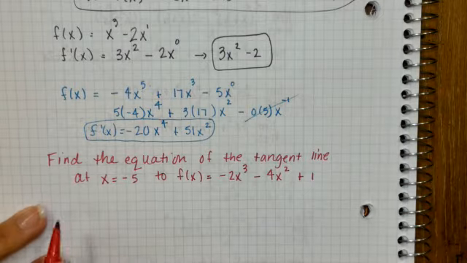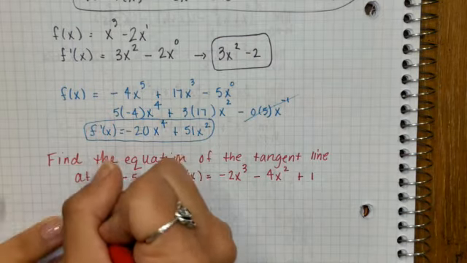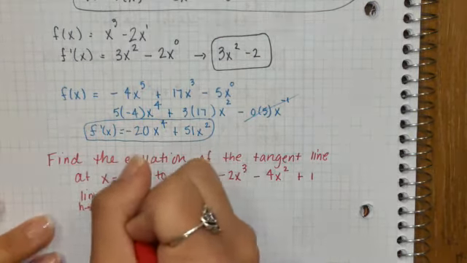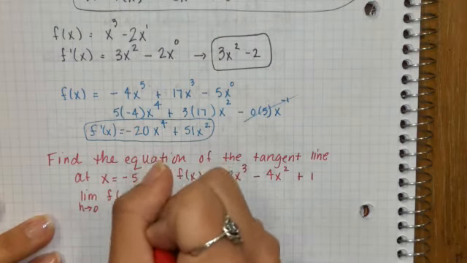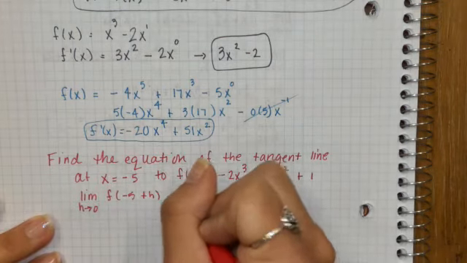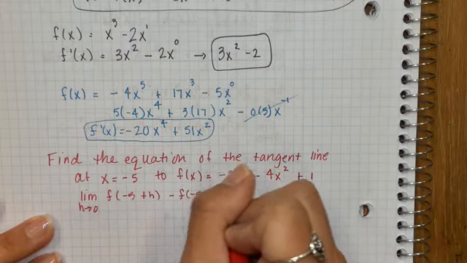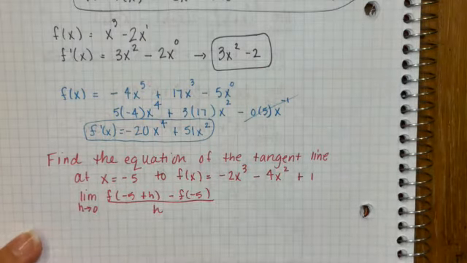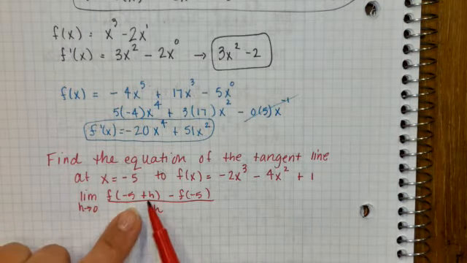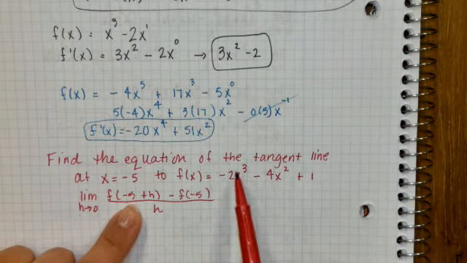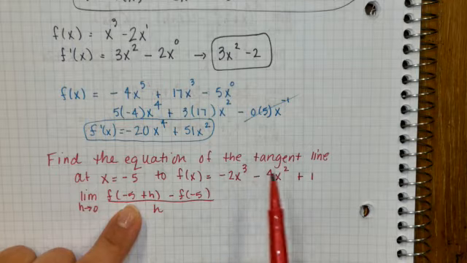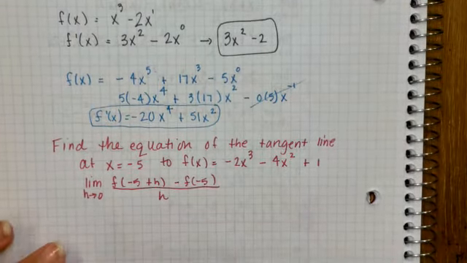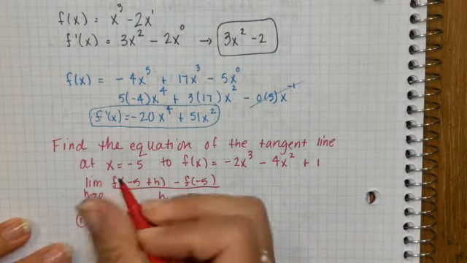So before you would have done the limit, and you'll still have to be able to show me the long way, the limit as h approaches 0 of f of negative 5 plus h minus f of negative 5 all over h. And then you would have to plug in negative 5 plus h, do the cubing, do the squaring, whatever. Lucky for you, you now know the power rule. So the first thing I'm going to do is find the derivative.